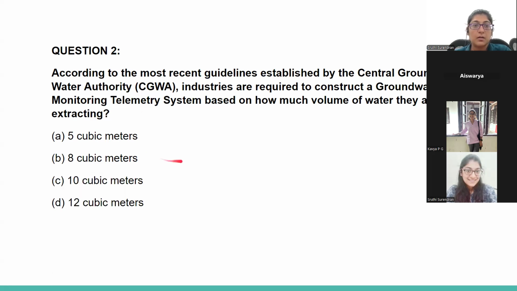According to the most recent guidelines established by the Central Groundwater Authority, industries are required to construct a groundwater monitoring telemetry system based on how much volume of water they are extracting. So, if they are extracting a particular threshold of groundwater, then it is mandatory that they set up a groundwater monitoring telemetry system. The industries have to do this. So, what is the threshold volume of water for which this system has to be established as per the guidelines of the CGWA?